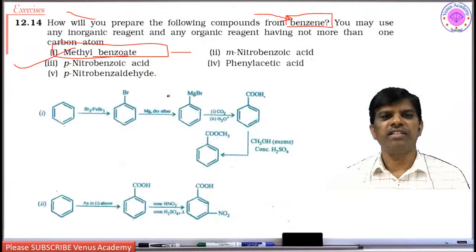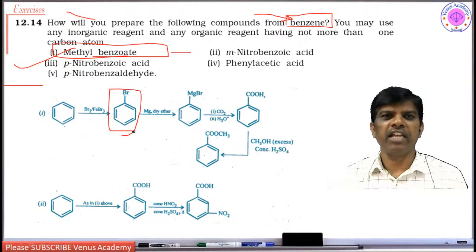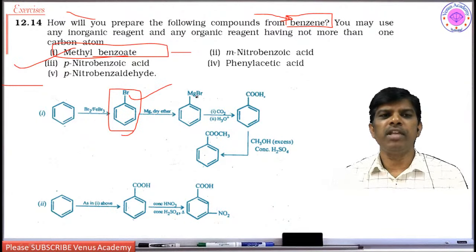So these are very simple basic reactions, students. Take benzene and do bromination. If I do it in the presence of bromine and ferric bromide, aromatic electrophilic halogenation takes place to give bromobenzene. This bromobenzene has to be made into phenyl magnesium bromide by Grignard reaction, treating with magnesium in dry ether to give phenyl magnesium bromide.